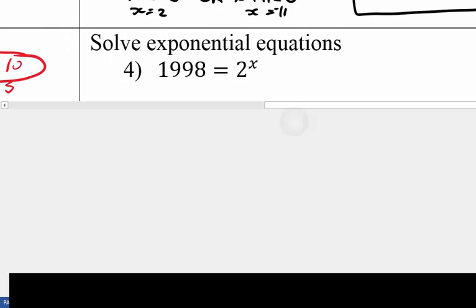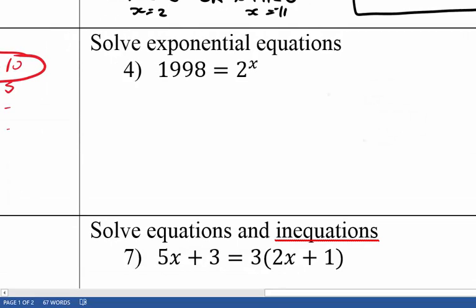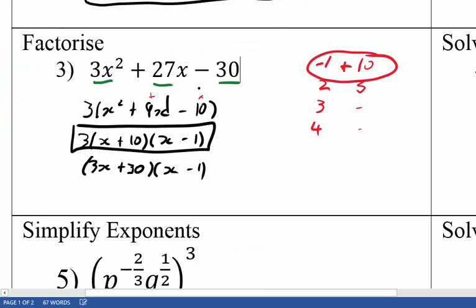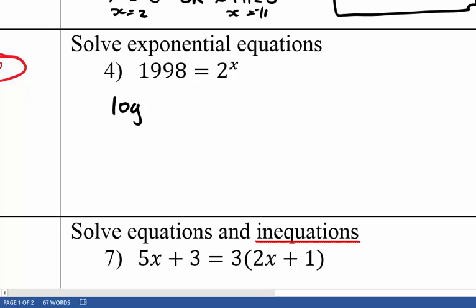Solve the exponential. As soon as I see an exponential equation where the x is up above the 2, I know I need to use logs, so I'm going to go log. My goodness, my computer didn't like that. Okay, I'm going to do that again. Log 1998 equals log 2 to the x. All I've done is log both sides because I know I need to do it to get that x. This is why I need to bring that x down in front. The only way I can do that is to use logs. So this side here will stay the same, log 1998.